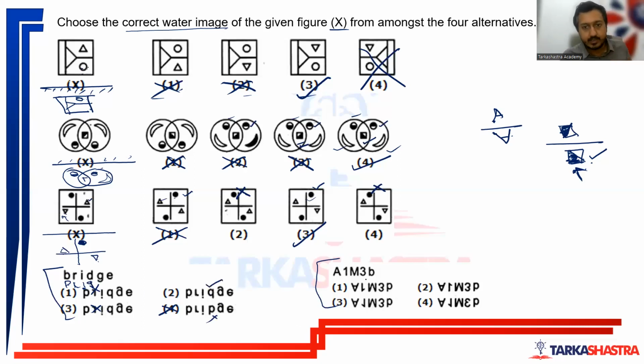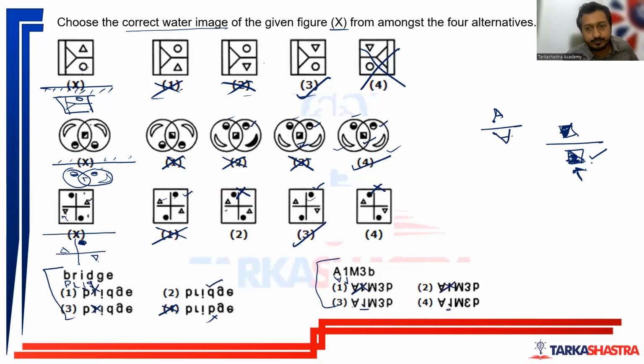Okay. Similarly, water image of A will be something like this. A will look like this. So A, everywhere it is correct. Water image of 1 will be like this. So 1 is pointing towards left. So this one is eliminated. So this option is eliminated.